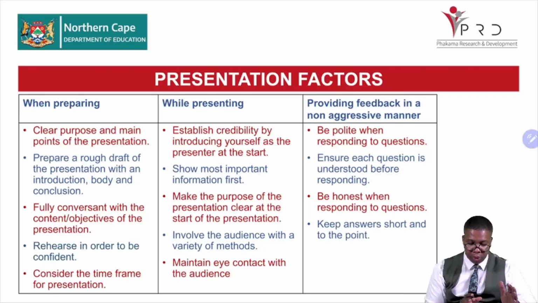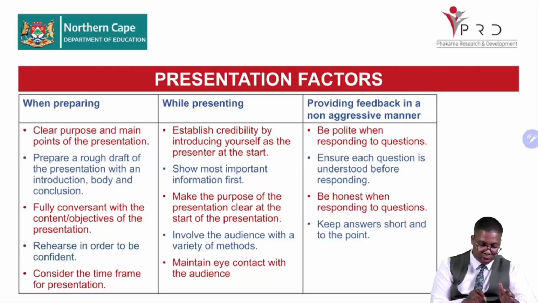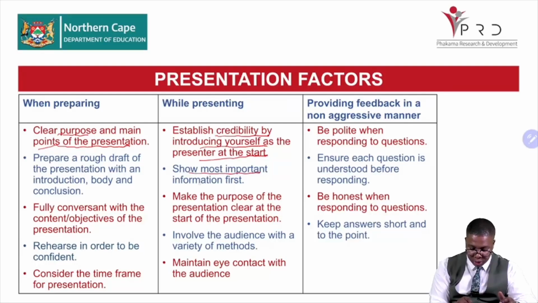Now, we will be looking into 3 factors at a go. For instance, when preparing, the presenter should have a clear purpose and the main points of the presentation. However, while presenting, they have to establish credibility by introducing themselves at the start of the presentation. And they also show the most important information first. So this important information will be the main points. And then when we look into another point, it says prepare a rough draft of the presentation with introduction, body, and conclusion. Hence, it's important to say in the introduction, they will talk about establishing credibility.